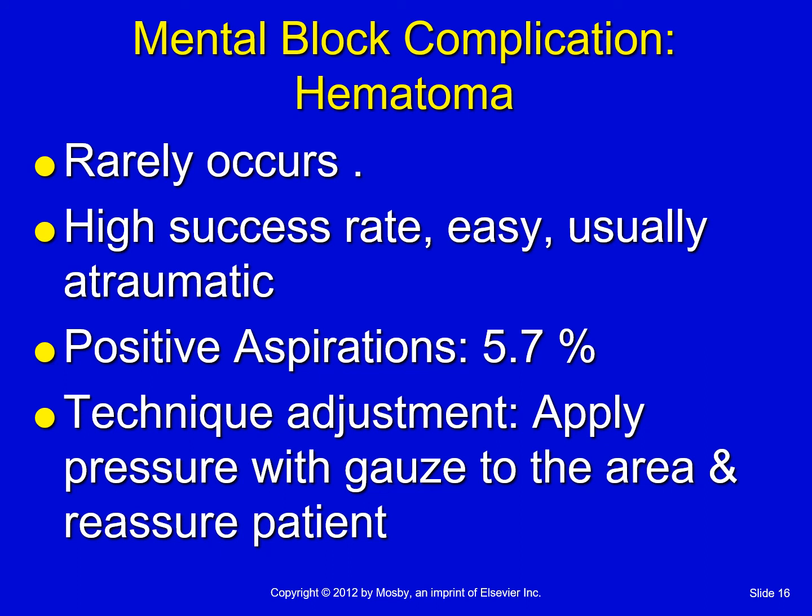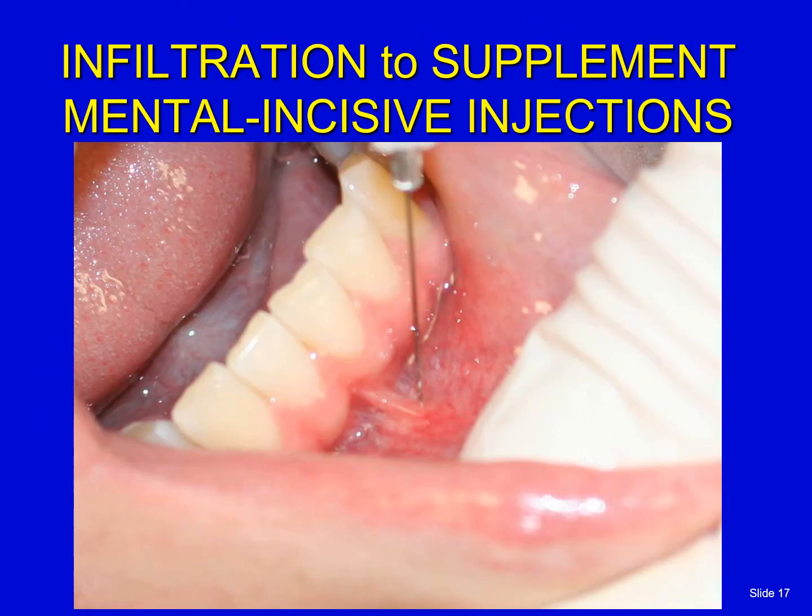The technique adjustment that you would do is apply pressure with gauze to the area and reassure the patient. The reason you're applying pressure with gauze is that it helps keep the hematoma or the bruise from becoming quite as large. And by the way, when you're giving an infiltration, you're going down about 5 millimeters. That seems to be a really good number to memorize.